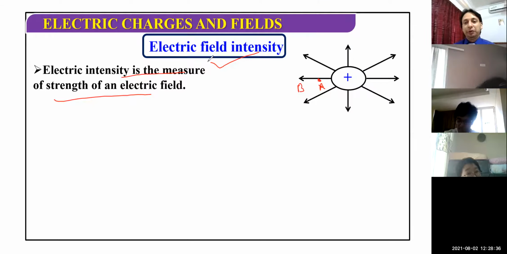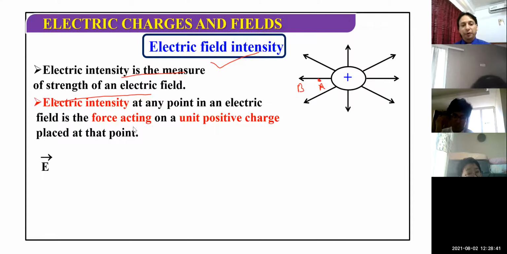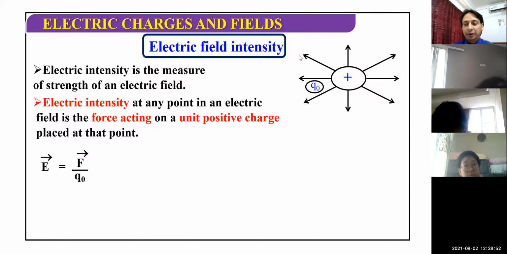What is the mathematical equation of electric field intensity, children? You can find that the equation for electric field intensity is force divided by charge. It is given by force divided by charge, meaning force acting per unit charge. That is called electric field intensity, meaning how much force is acting on a charged body. For example, again, children, just focus on this diagram.